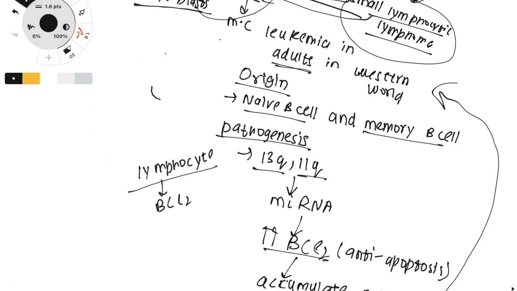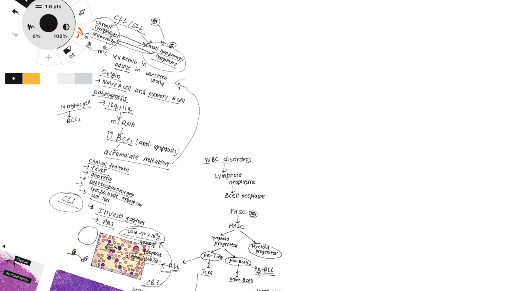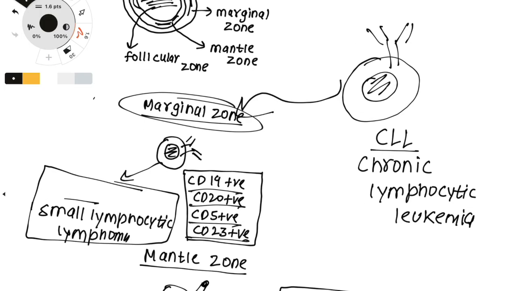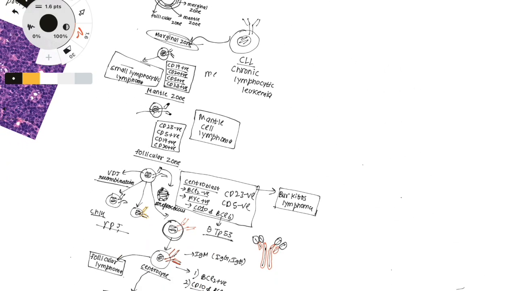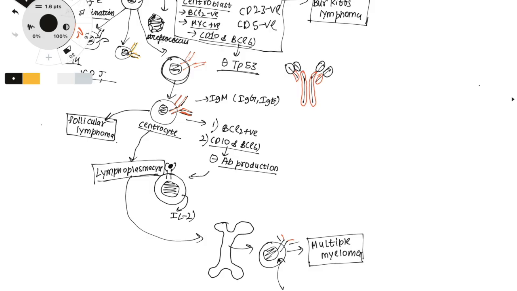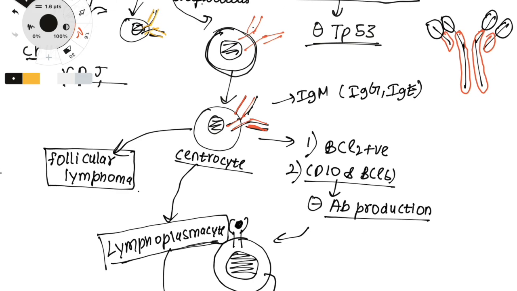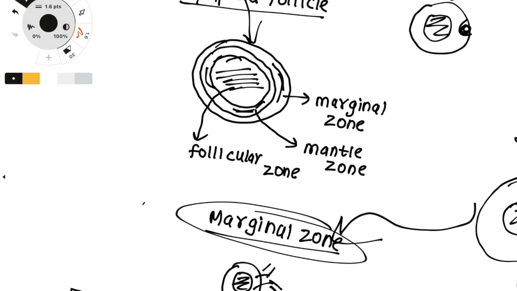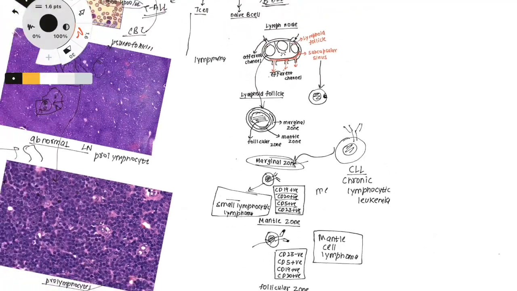Now let me explain why memory B cell. So in the marginal zone, sorry, not in the mantle zone, in the marginal zone, I talked that the B cell comes with an antigen, but there is one more cell that is present here in the marginal zone, and that is the memory B cell. I told you that when the centrocyte becomes a lymphoplasmacyte, it also becomes a memory B cell, and that memory B cell goes in the marginal zone, and from there it stays.